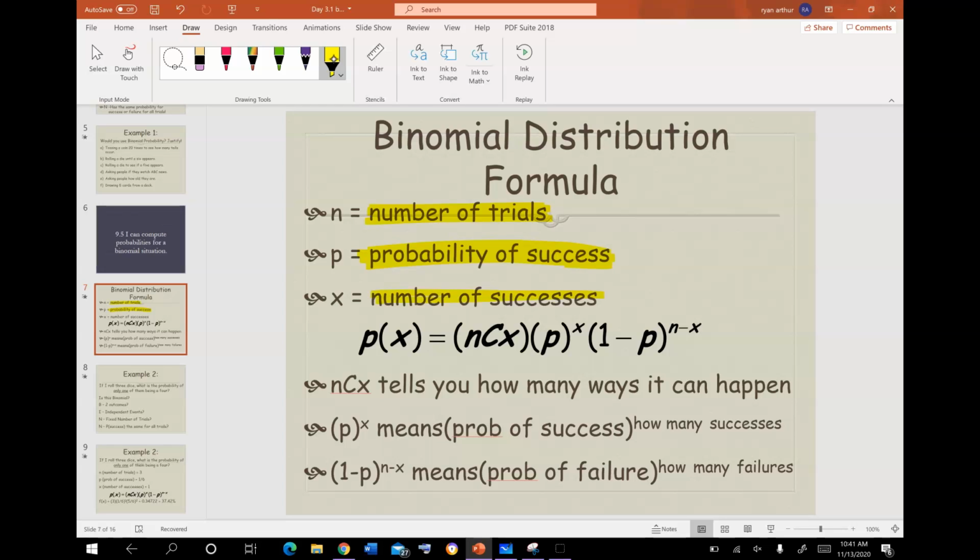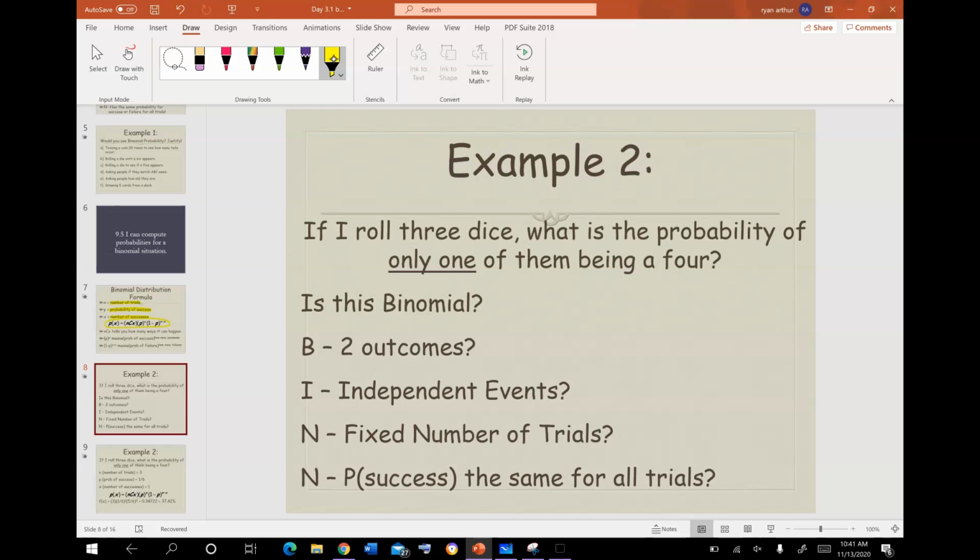X is the number of successes. X is how many times do you want to get what it's asking for, okay? You're doing 6 trials, but out of those 6 trials, how many times do you want to win, okay? So this is your formula, all right? We're not going to be doing much with this formula, okay, because like I said, Desmos does it for you now, okay? So let's go ahead and go to this example.